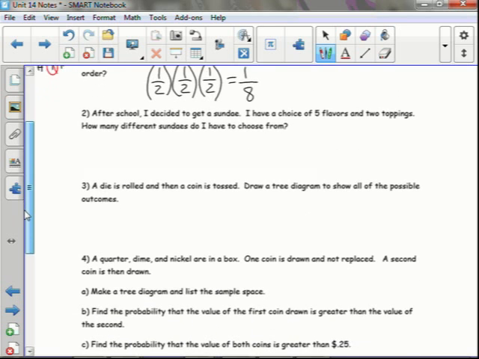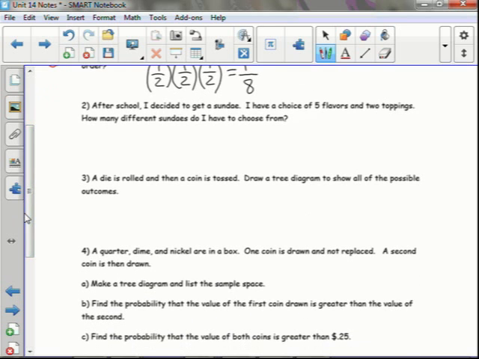Okay? So after school, I decided to get a sundae. I have a choice of 5 flavors and 2 toppings. How many different sundaes do I have to choose from? Again, this is back to the counting principle. You take 5 times 2. You have 10 options. Okay?